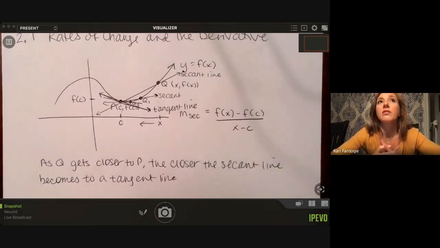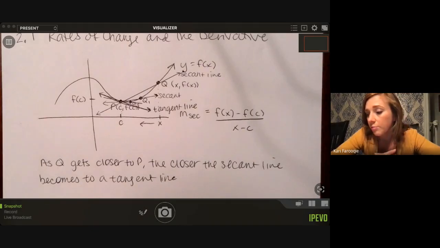And if you're wondering, why would I care about what's happening with this tangent line? Well, sometimes it's helpful to know the slope at some point on a curve, and you might not even know what point you're trying to find the slope at. But what we're going to be doing is coming up with formulas for derivatives, which will tell us the slope at any point we would like on a curve.